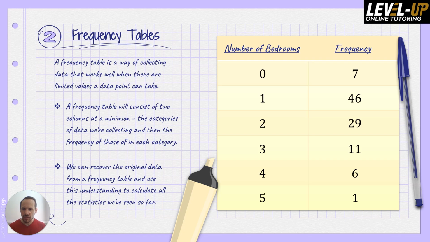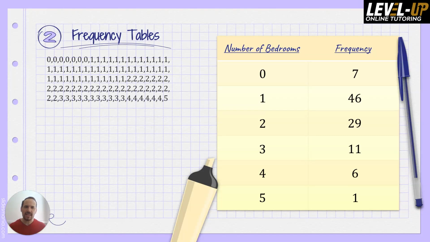And then we can just apply the averages that we've seen so far. So this data set would essentially look like this, where you see we've got 7 zeros. We then have 46 ones. We've then got 29 twos, and so on and so forth. 11 threes, 6 fours, and then 1 five at the end. So this is what the data set would look like.